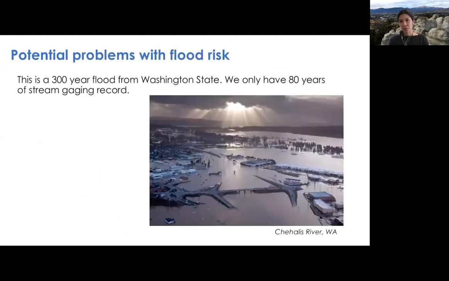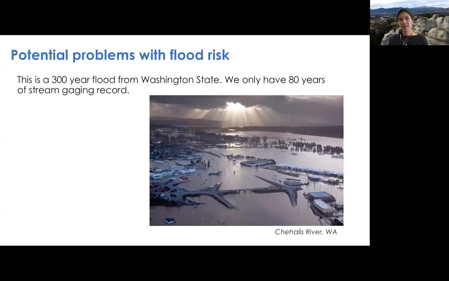There are a few potential problems. So for one example, this image here shows a 300-year flood in the Chehalis River. This is in Southwest Washington State. And this is actually where I grew up, so this kind of helped me get into geomorphology. But one of the interesting things about this that points out some flaws in our thinking is we only have 80 years of a stream gauging record.